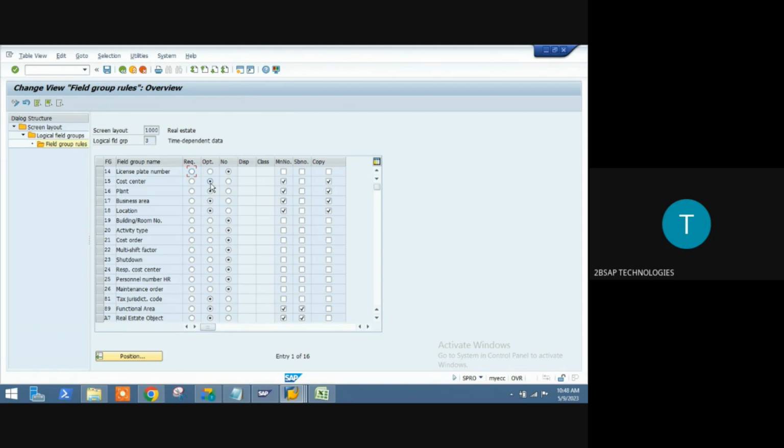Cost center here I am creating as optional. Let's make it as no, not required.